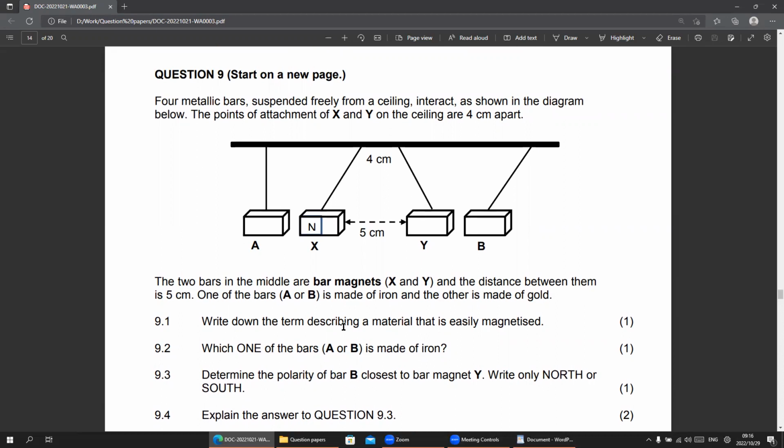The term, I'm not sure about the term, but do you guys have any suggestions on which term can be used to describe a material that's easily magnetized? So I said ferromagnetic. I don't even remember the last time I heard that word, but I know I've heard of it. So ferromagnetic.